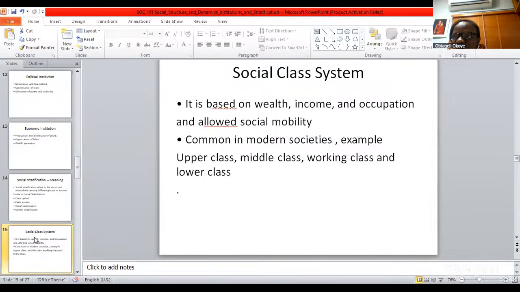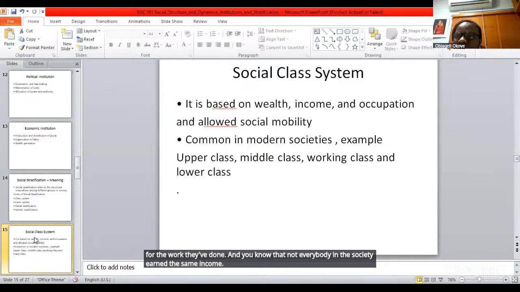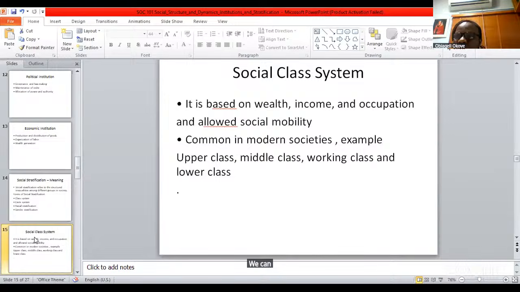That's their wages. How much do they gain for the work they've done? And you know that not everybody in the society earns the same income. For instance, in a bank, the income that the manager earns is different from the income of a front officer in the bank. And the income of the bank is also different.